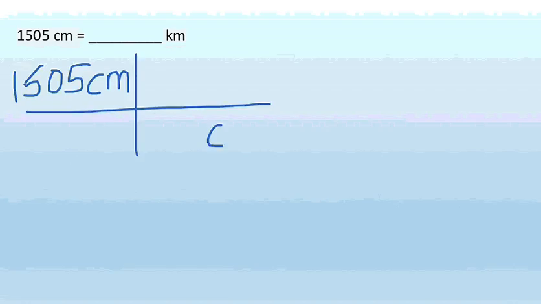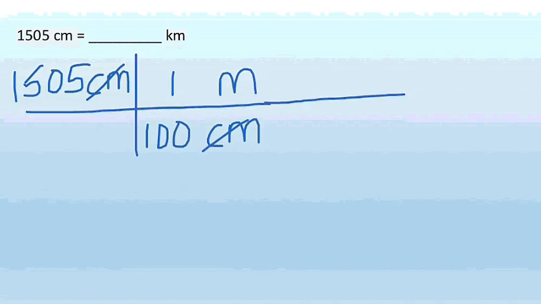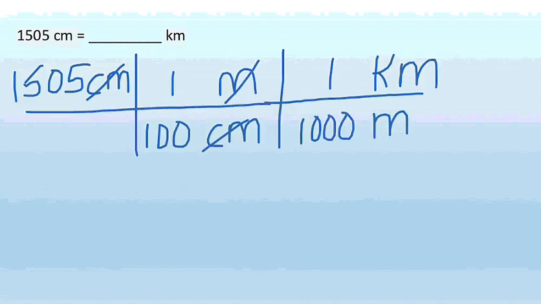So say I instead started with my 1,505 centimeters. Centimeters to meters, still 100 centimeters is equal to 1 meter. If I did my math now, just like in my previous example, I would have my answer in meters, but I want in kilometers. So I'm going to take that conversion factor and I'm going to stick it right on the end here. And I'm going to say again, 1 kilometer is equal to 1,000 meters. I've checked top and bottom that all my units cancel. My kilometers is the unit I want.